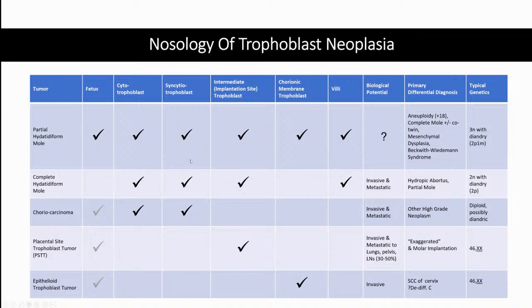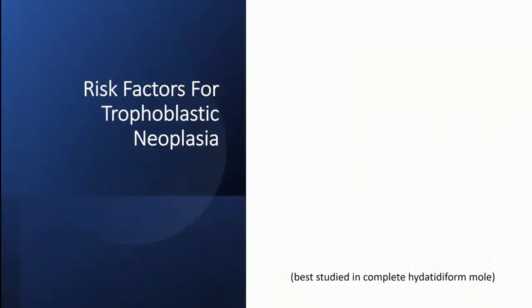Another way to think about the categorization of these tumors is a more cell biological one. And as I said, for today's talk, we're going to focus mostly on the proliferations that have villi, partial moles and hydatidiform moles. And I'm not going to talk about the intermediate type trophoblast tumors, PSTT and ETT, today. There are some risk factors for these tumors, and they're best studied in hydatidiform mole.